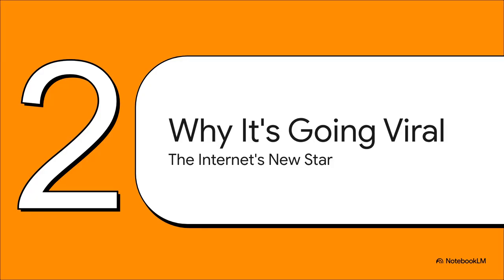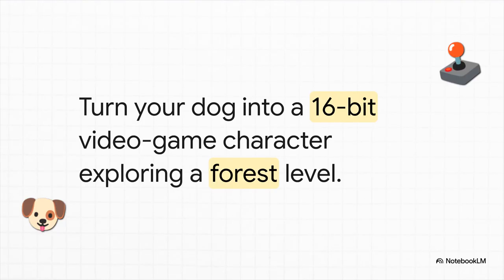And because it's so powerful, yet so simple to use, people are having a ton of fun with it. Let's take a look at some of the examples that have just been taking over the internet. For instance, you could take a picture of your dog and just ask Nano Banana to turn it into a 16-bit video game character, maybe even put him in a forest level to explore. The result is charming, it's specific, and it's created in seconds.